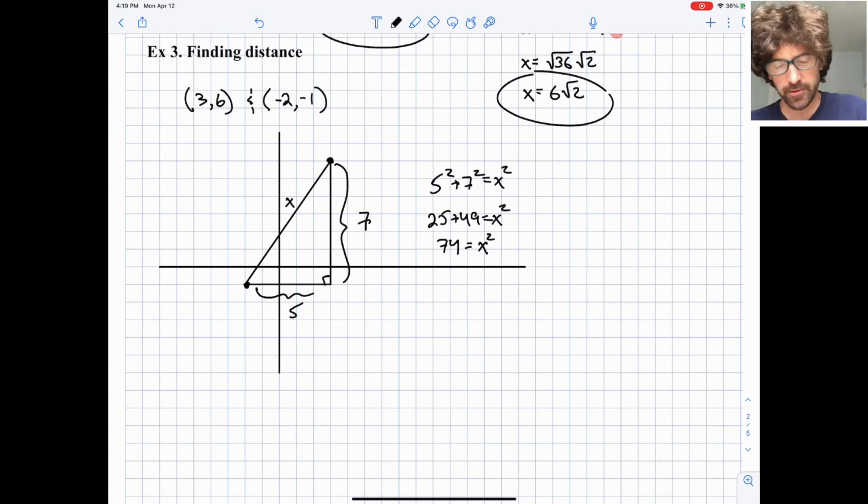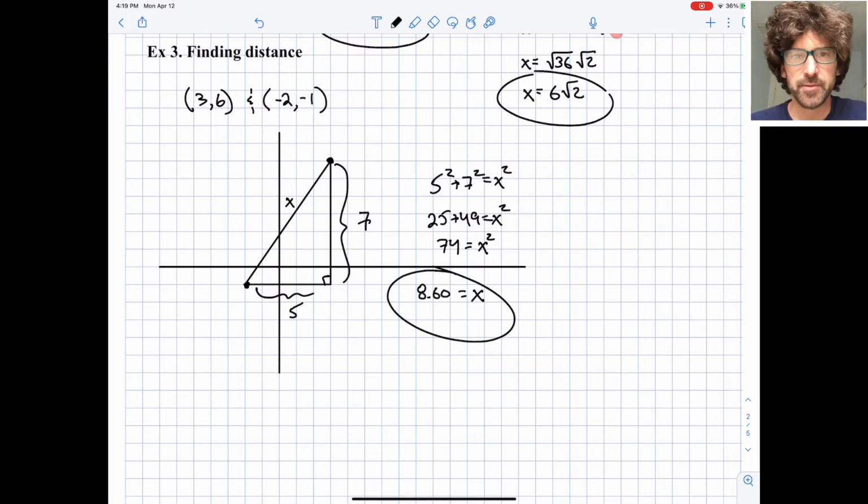Let's square root both sides. And I'm going to do some rounding. I'll round to the nearest hundredths place. X is 8.60. A couple things you always want to check when you're doing the Pythagorean theorem. After you have all the sides figured out, make sure the hypotenuse is longer than either of the 2 legs. And here it is. 8.6 is certainly longer than 7 or 5.